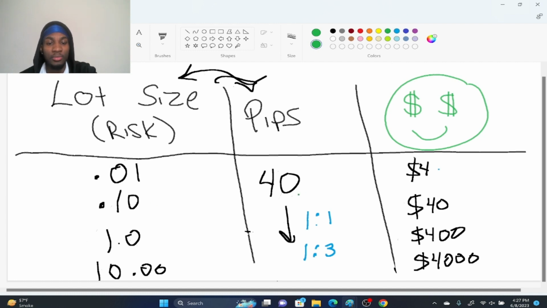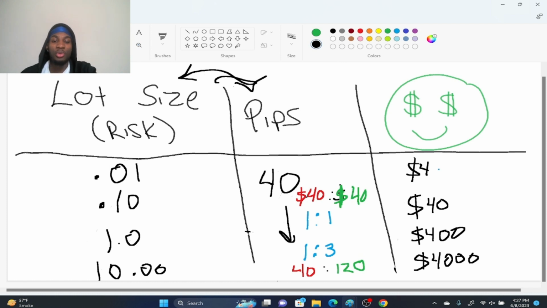it was a 0.10. That would be $40. Or let me actually do this. My bad, y'all. We're gonna change this real quick. So that would mean you're risking $40 to potentially make $40. Okay? Now on a 1-to-3, that would mean you're risking $40 to potentially make $120. So I just changed that.